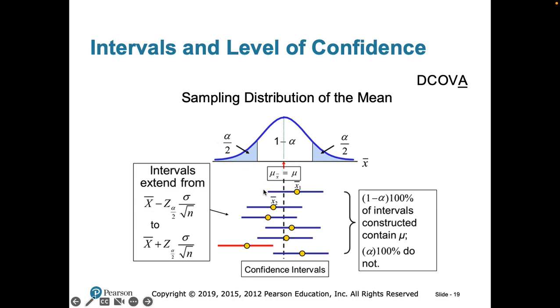Here is the sampling distribution, right? You have your mu, so 1 minus alpha, and then you can see the first one contains mu, the second one contains mu, the third one also contains mu, this one also contains mu, but this one here does not contain the mean of the population. So just keep in mind that 1 minus alpha, 100%, of the intervals constructed will contain mu, and alpha, 100%, do not. So this is where the 5% comes from, or if you're doing 99, 1%, or whatever percentage you're using for the confidence interval.